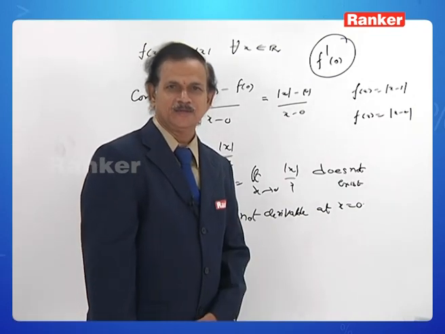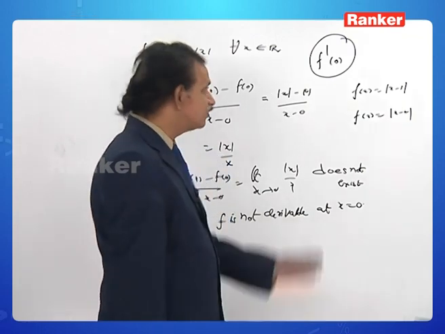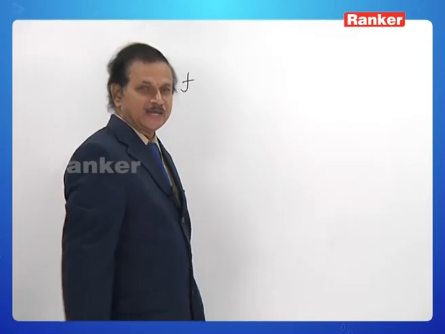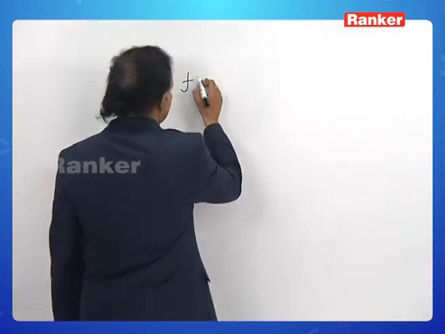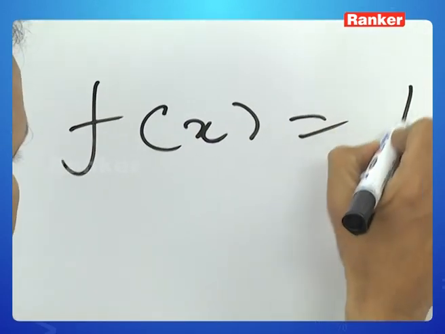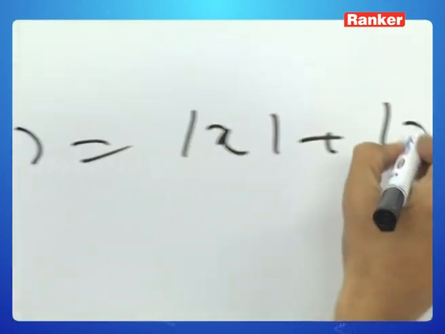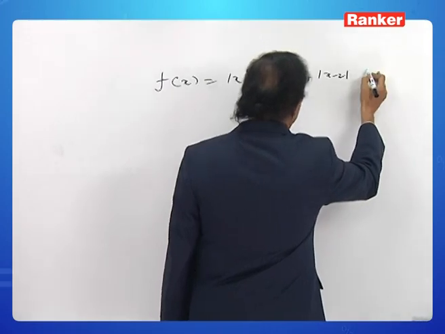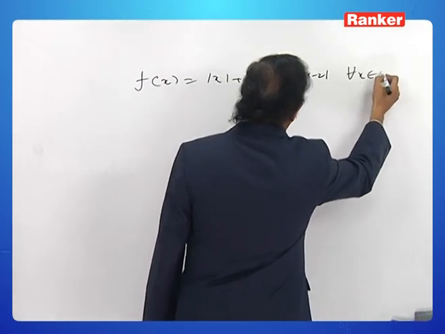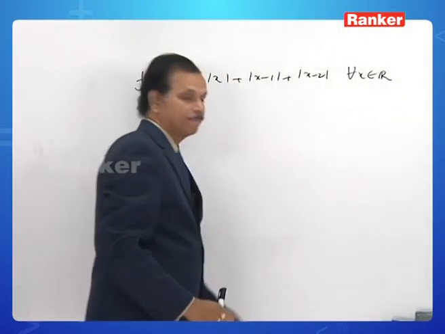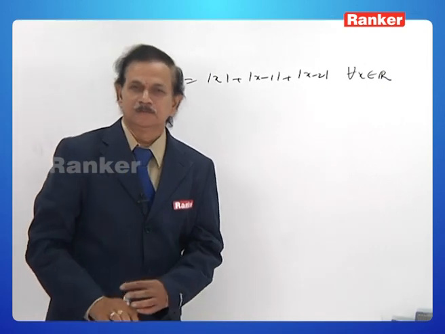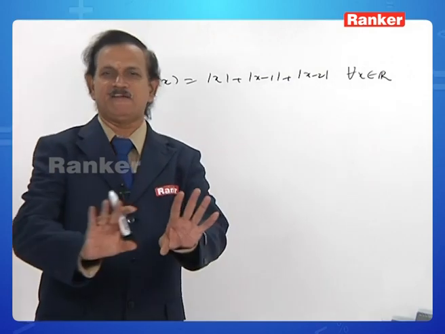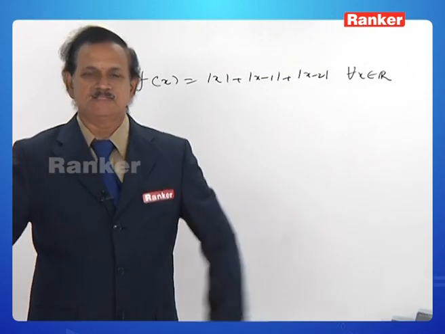How are they? What are they? This is one such. There might be one question asking: consider the function f of x is equal to mod x plus mod x minus 1 plus mod x minus 2, for all x belongs to R. The number of points at which the function is not derivable, that is the question.